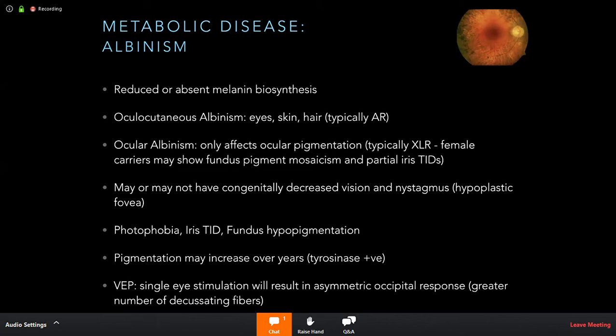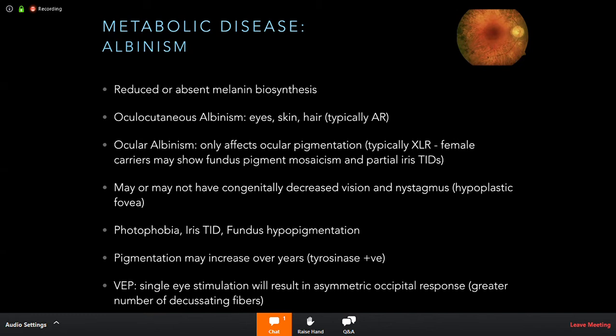So the first of the metabolic conditions is albinism. This is a condition where we have a reduced or an absent melanin biosynthesis. Tyrosinase is the enzyme affected, and it's really the rate-limiting enzyme responsible for the production of melanin. There's oculocutaneous and there's ocular albinism. So oculocutaneous will involve the eyes, skin, and hair, typically autosomal recessive, whereas ocular will only affect ocular pigmentation.